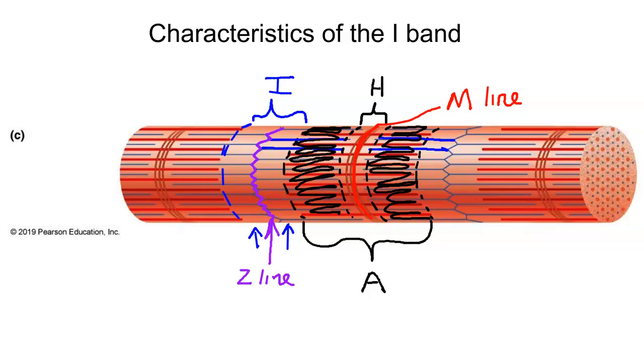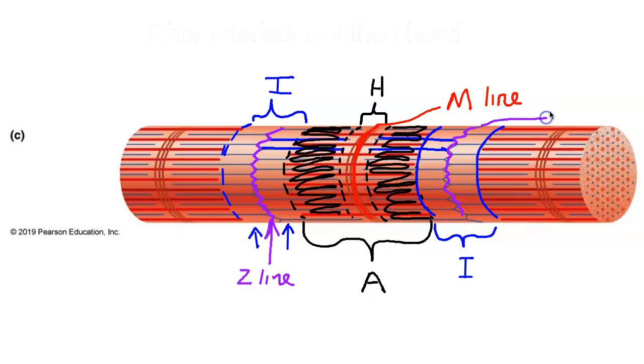So taking a look at another light band, the I band, see if this makes sense. The I band would be where the thick filaments are not. So this region is what we're calling the I band, and right in the middle of the I band, what we notice is that there's the boundary between one sarcomere and the next, and that is the Z-line.